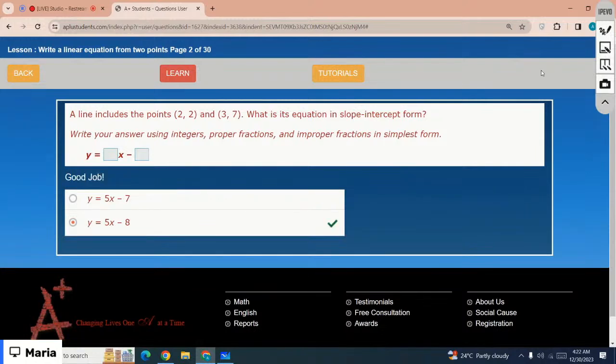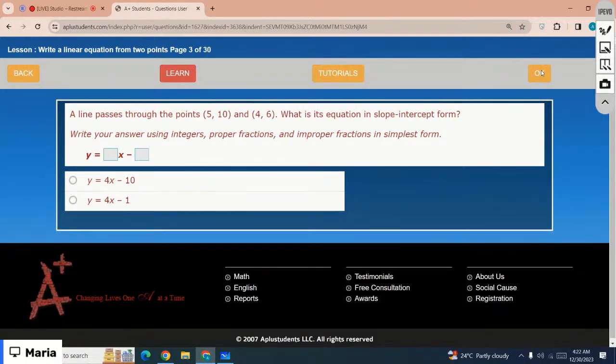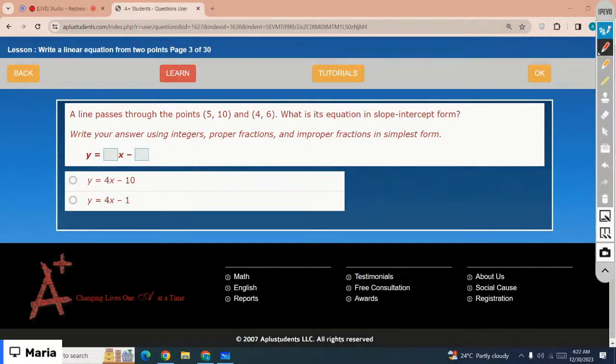Also, when you are given the equation as choices, you can put any of the points in the equation. If the equation is satisfied by the point, that means that is the equation for the points given. For example, I'm going to check (5, 10). Y is 10, 4 times 5 minus 10. So 10 equals 20 minus 10. 20 minus 10 is 10. So 10 equals 10. That means that is the correct option, y equals 4x minus 10.